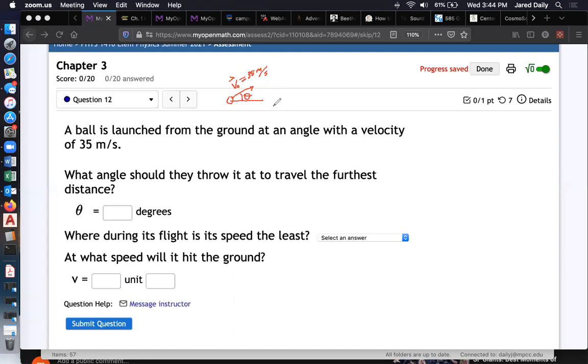And they want to know where during its flight its speed is the least, and what speed will it hit the ground. Remember that speed is the absolute value or the magnitude of the velocity. It's the numerical value of the velocity vector. So we do know a couple of things.